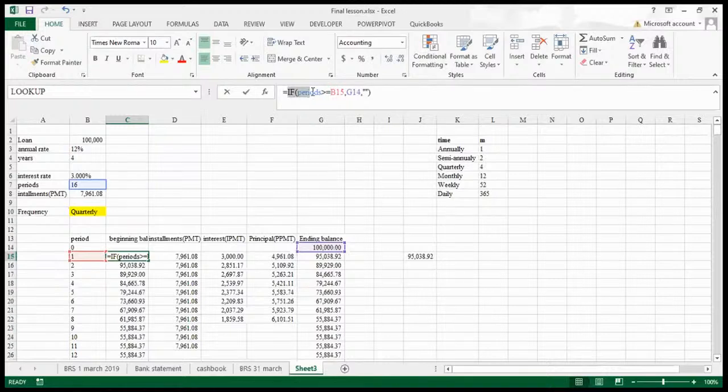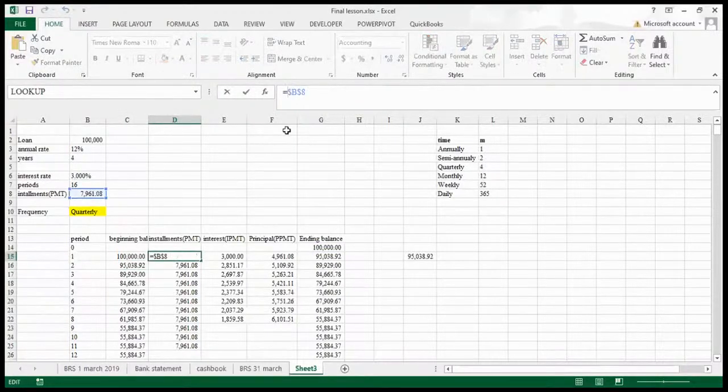Let me give you a secret. Immediately after the equal sign, pick this and that comma. Then copy. So when you come here, just say immediately after equal sign, Control V. So you are saying if this period is greater than or equal to the period in the schedule, comma, it should give us this. If not, comma, quotation mark and bracket. We've automated that.